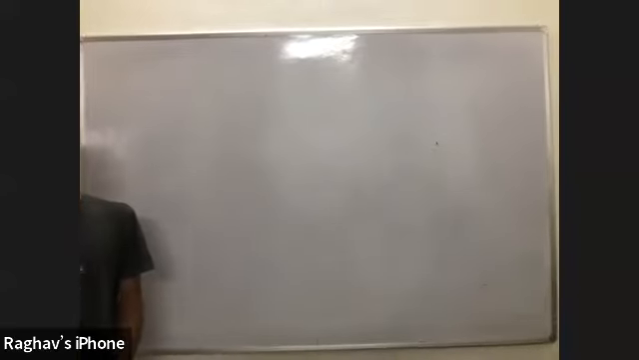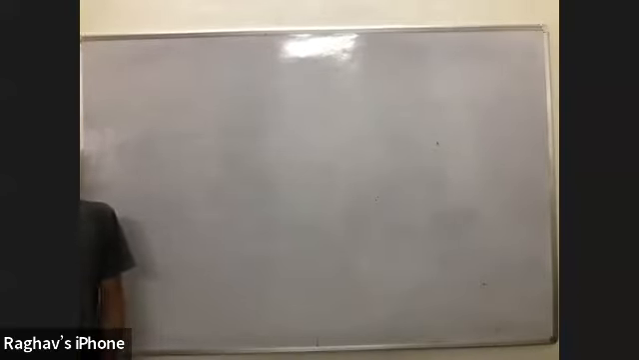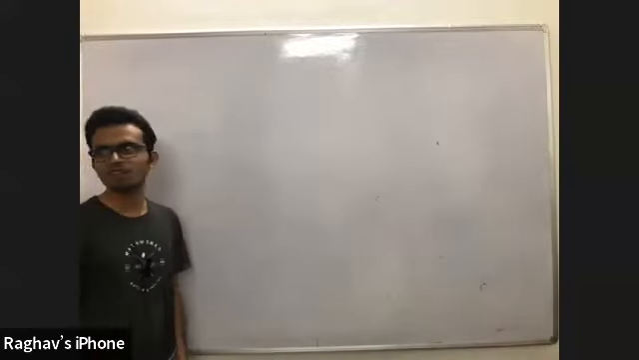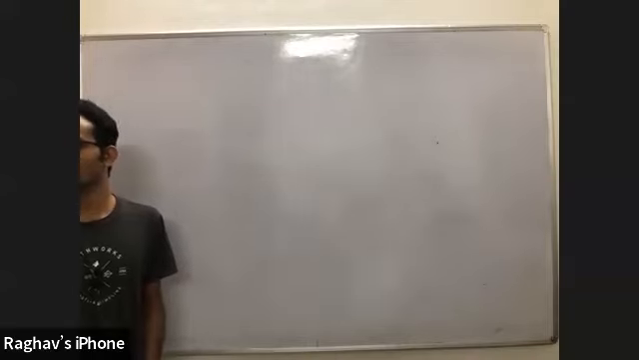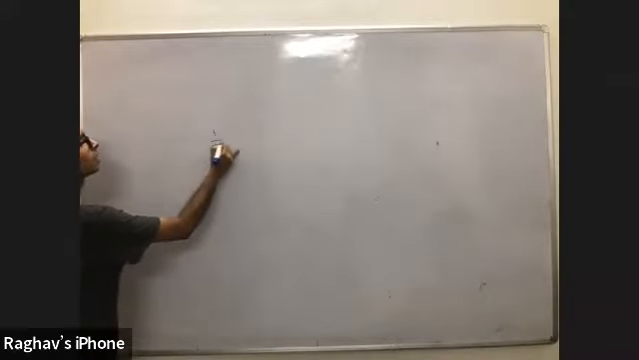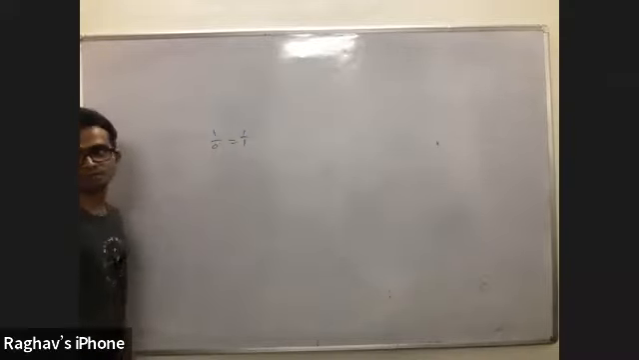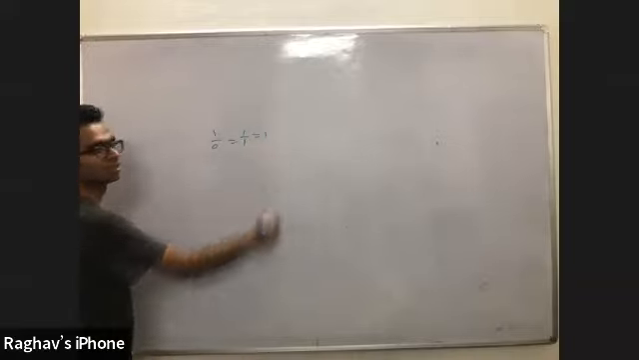One by zero is one. Zero by one is zero. One by zero is one. One by one is also one. Both are one only. So one by zero is equal to one by one.